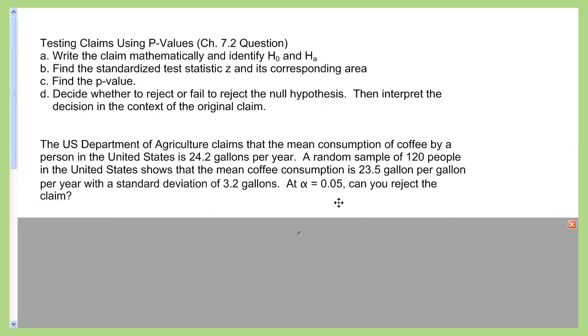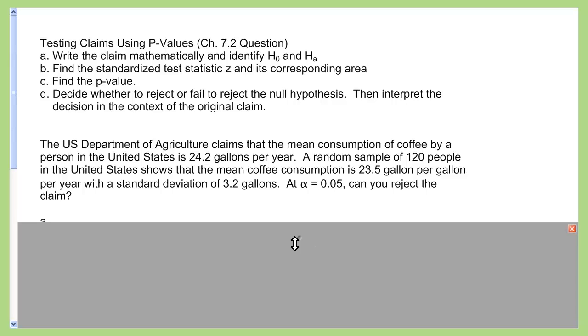The U.S. Department of Agriculture claims that the mean consumption of coffee by a person in the United States is 24.2 gallons per year. A random sample of 120 people in the United States shows that the mean coffee consumption is 23.5 gallons per year, with a standard deviation of 3.2 gallons. The area that you're going to test is where alpha is equal to 5%, and you want to know, can you reject the claim at 5%?